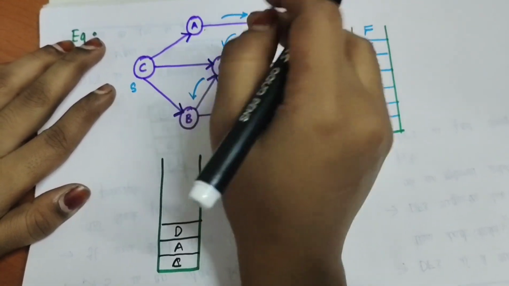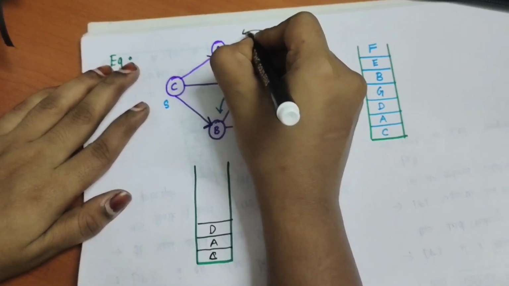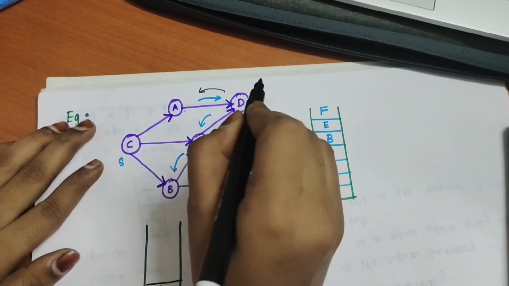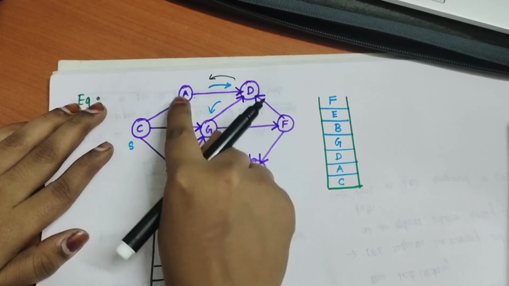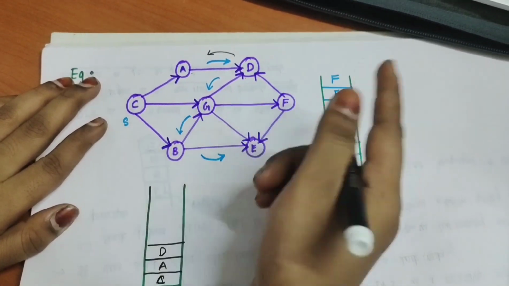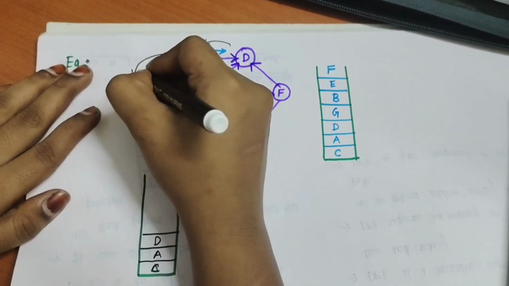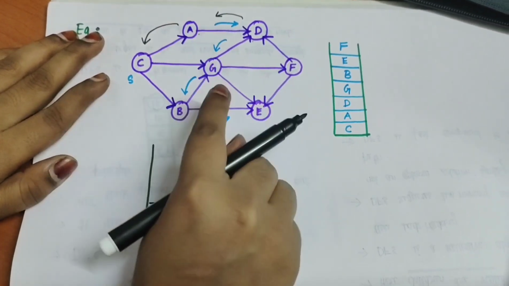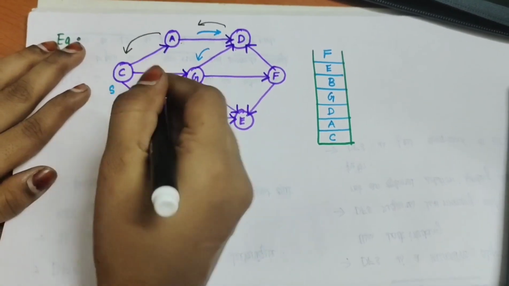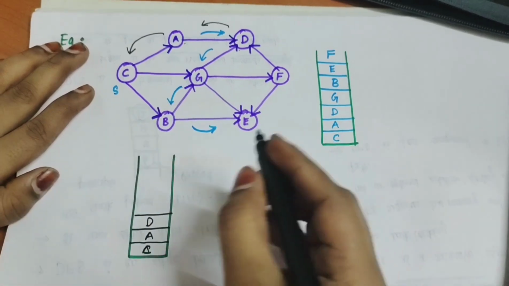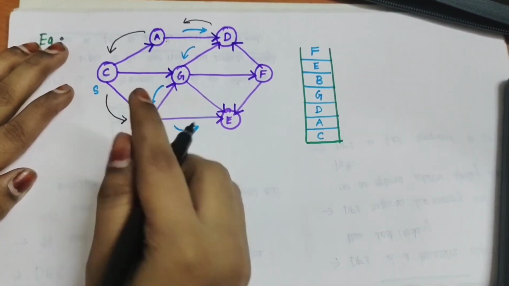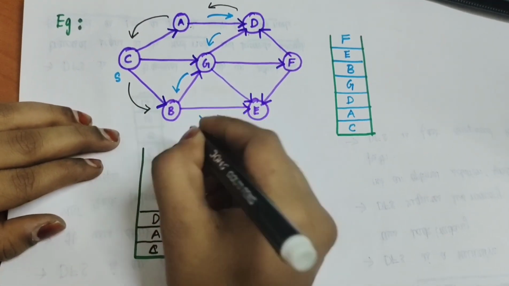So now what we do is, we'll backtrack to A and see if there are any other adjacent vertices which are unvisited. But we can see that there are no vertices which are unvisited. So now again we'll backtrack from A to C and we'll check if there are any adjacent vertices unvisited. We have G and B. So now we'll take B. So from C now we have gone to B.